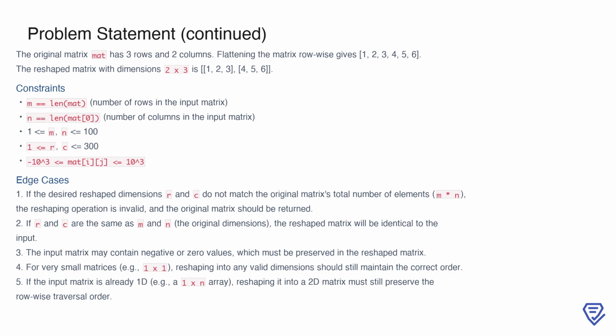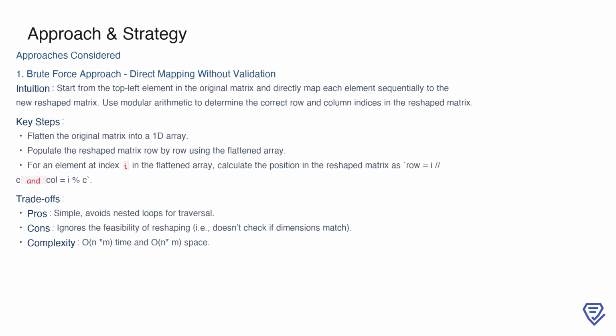Another scenario to consider is if the desired dimensions are the same as the original dimensions, in which case the reshaped matrix will simply be identical to the input. Additionally, we must preserve row-wise traversal order regardless of the matrix's original or desired shape. These constraints ensure that the reshaping operation is both robust and efficient, even for edge cases such as very small or already 1D matrices. To begin, let's explore the brute force approach to reshaping the matrix.